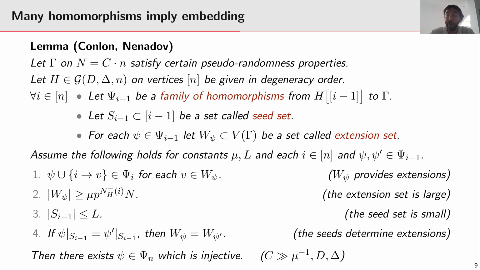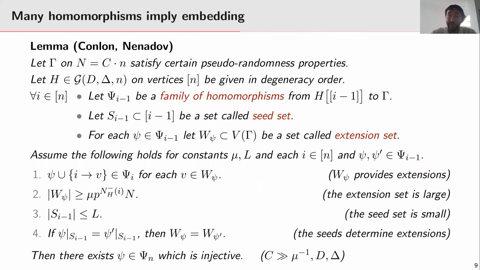We take a random graph. Okay, it needs to satisfy some pseudo-randomness properties, but the random graph will. We take one of these d-degenerate graphs that we want to embed, and we suppose we can find a big family of homomorphisms from this H into gamma. So psi i minus 1 is a collection of homomorphisms that map the first i minus 1 vertices in the degeneracy order to the random graph.